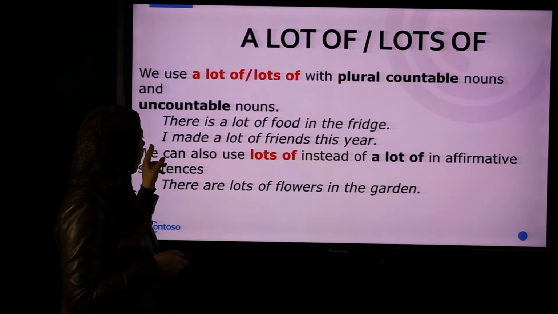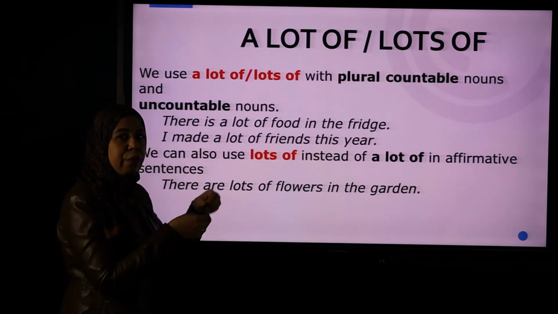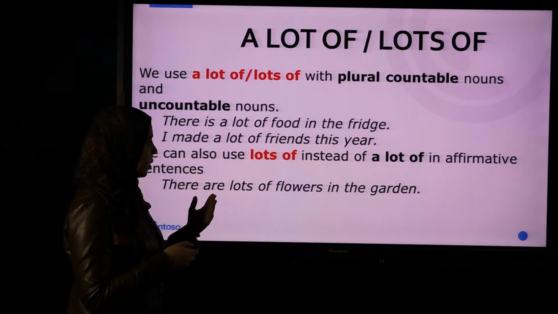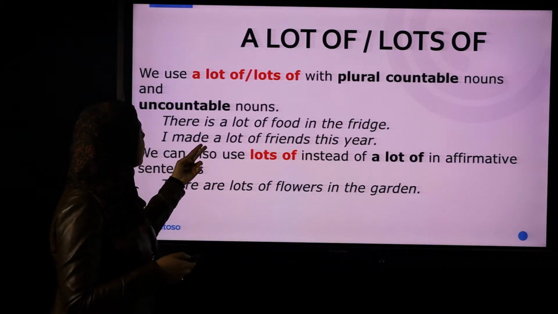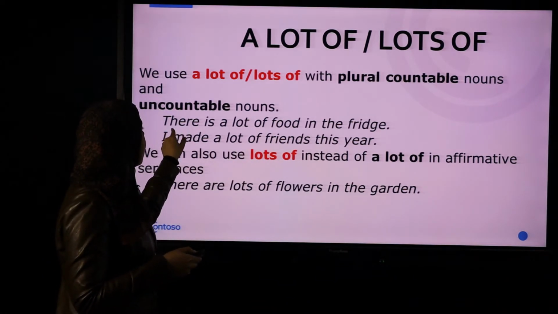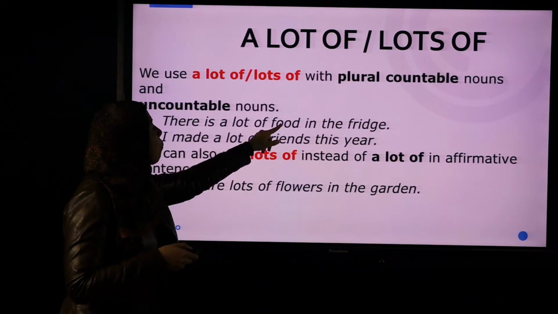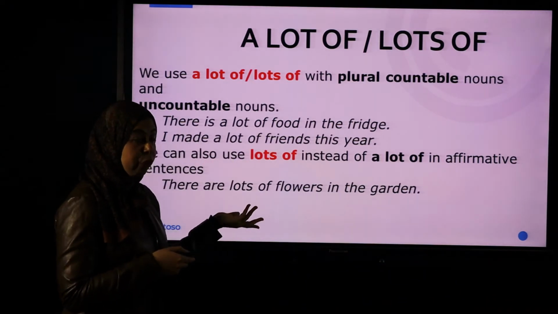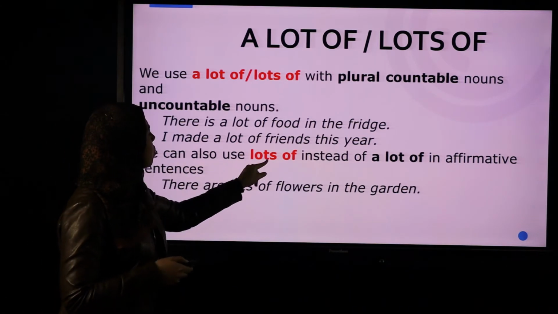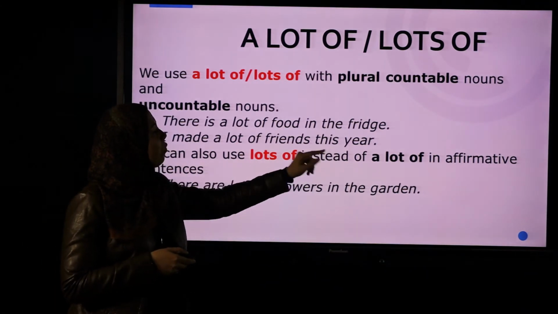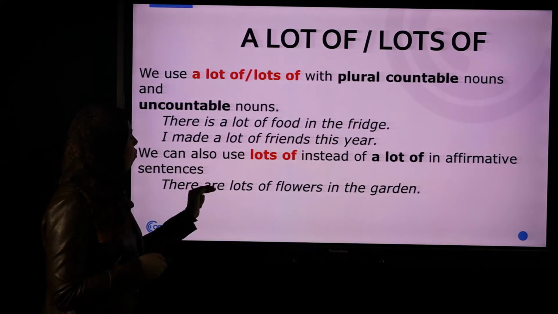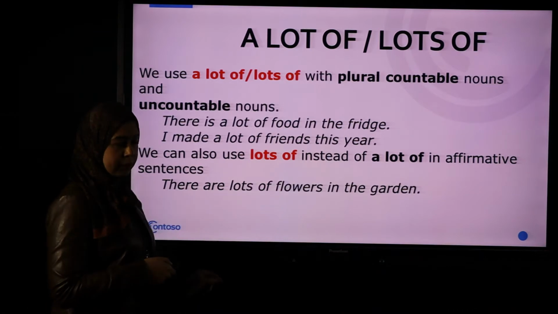In this sentence here, it doesn't mean that I'm making friends. No, it means that I made new friends this year. So we used a lot of with friends because I can count the friends. And here we used a lot of with food, but I cannot count the food. We can also use lots of instead of a lot of in affirmative sentences. Like when we say, there are lots of flowers in the garden.